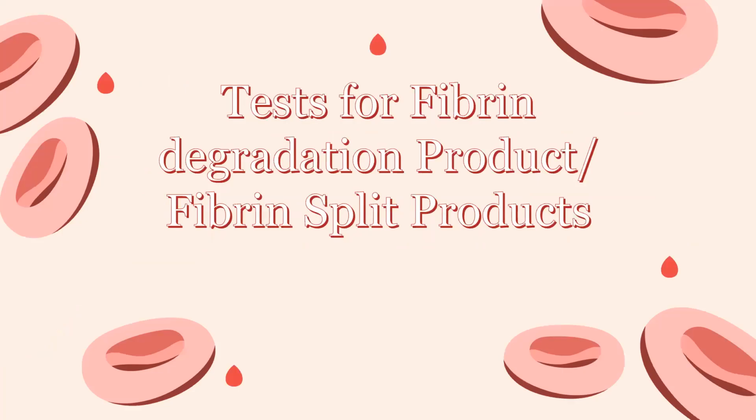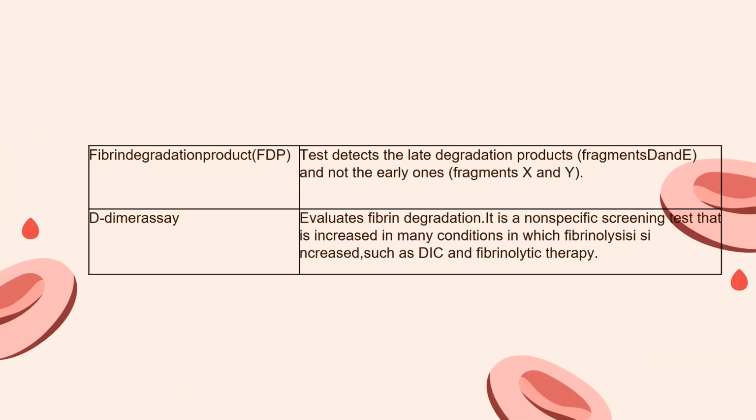So how do we test for fibrin degradation products or fibrin split products? Okay, so we can use either fibrin degradation product or FDP. So this test detects the late degradation products, fragments D and E, but not the early ones, fragment X and Y. Okay, so di ba may hierarchy tayo, X muna, then Y, and then bago yung hiwa-hiwalay na D and E. Okay? So D-dimer assay naman evaluates fibrin degradation. So it is a non-specific screening test that is increased in many conditions in which fibrinolysis is increased, such as DIC and fibrinolytic therapy. Okay?